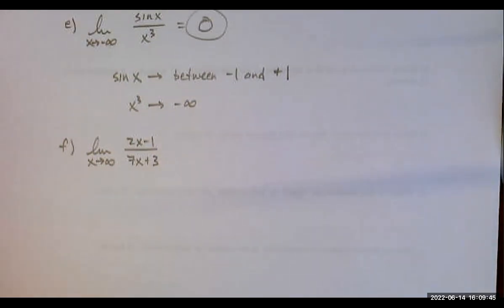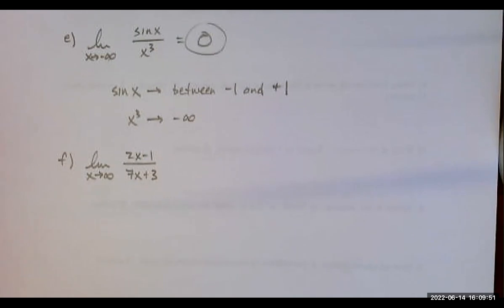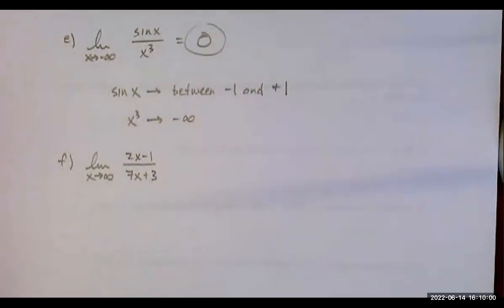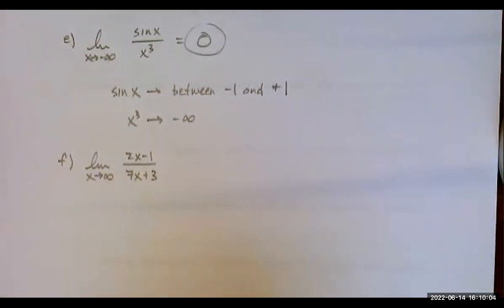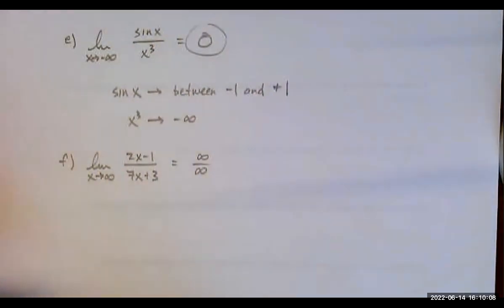2x minus 1 over 7x plus 3. If you were to think about the numerator and denominator separately, you think, okay, if you plugged in infinity, what would happen? Well, 2 times infinity is infinity minus 1, still infinity. The denominator, 7 times infinity plus 3, you would get infinity over infinity. When you have infinity over infinity, lots of things are possible.